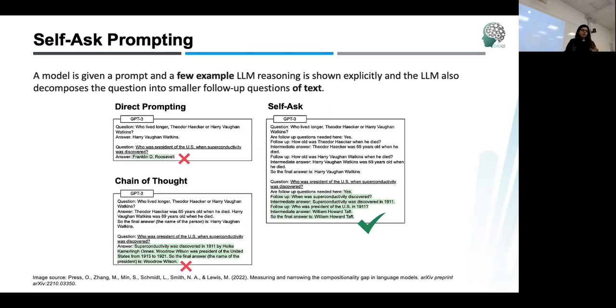Then you hear about self-ask prompting many times. It is basically a model given a prompt with a few examples, where the LLM's reasoning is shown explicitly, and the LLM also decomposes the question into similar follow-up questions. Follow-up questions are already given to ChatGPT, for example, and based on that format, it follows with the next question.